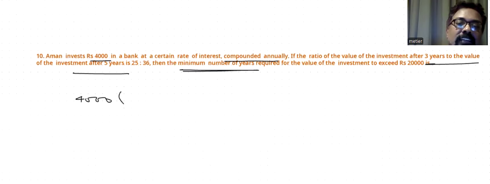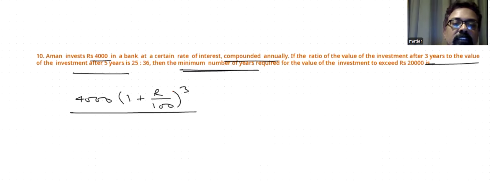So amount after 3 years is 4,000 into 1 plus R by 100 to the power 3, and amount after 5 years is 4,000 into 1 plus R by 100 to the power 5. This ratio is 25 by 36.